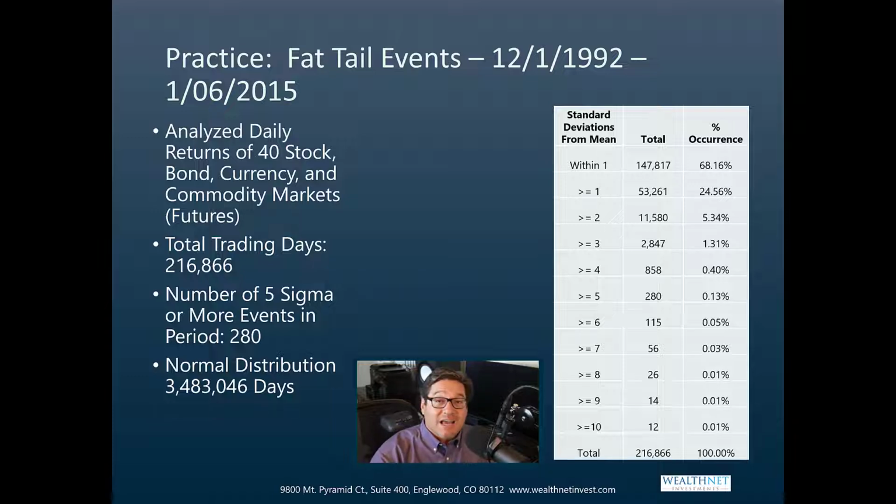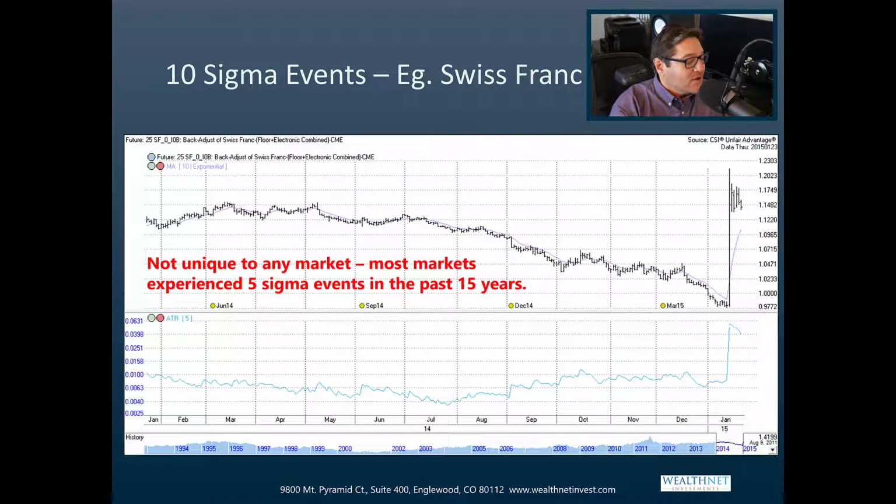And here's just a simple example of that. If you look at the Swiss franc, well, it wasn't that recent, it was back in 2014. It's not a unique scenario. We saw lots of 5 sigma events in the last 15 years. Here's one where the Swiss franc futures just had this huge move, a big dislocation, and a big, big move in one fell swoop.